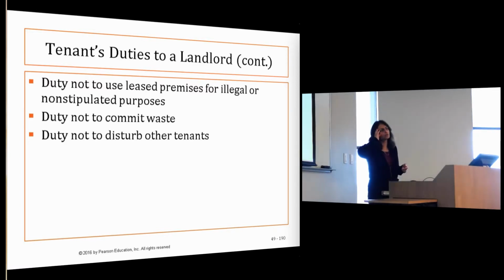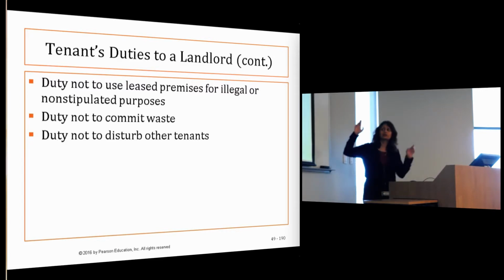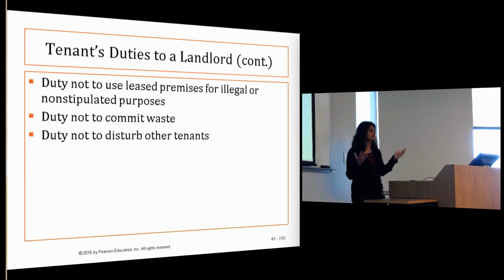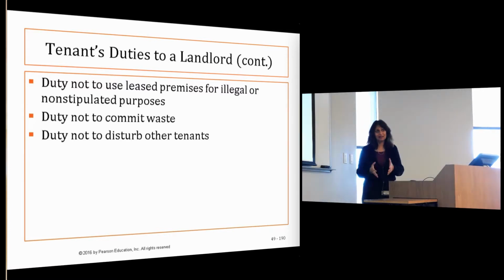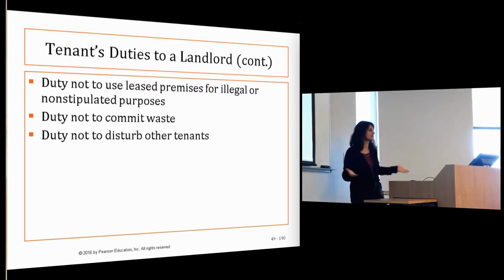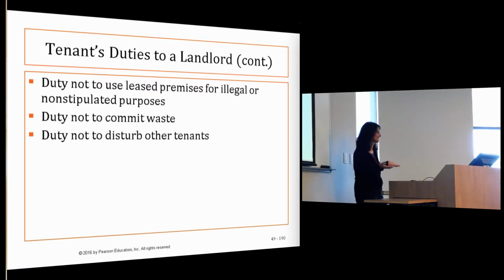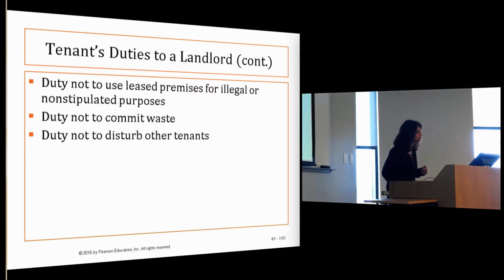Duty not to commit waste, which means not to cause unreasonable wear and tear, to use it as a reasonable person would. Duty not to, quote unquote, disturb other tenants. And that doesn't just mean loud noises. It could mean foul odors or things like that, right? If you're in an apartment building or if you're a tenant in a business complex, you have to be respectful of the landlord's other tenants. They can't be losing business because you don't throw your garbage out and you leave it out there for 3 days, right? That's your responsibility as a tenant to the landlord.